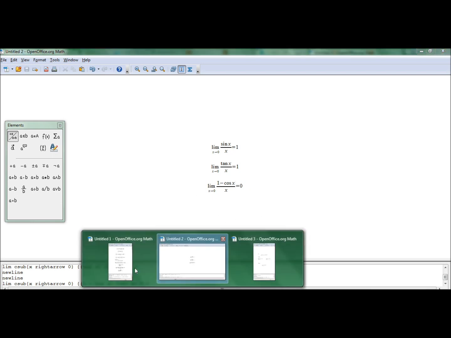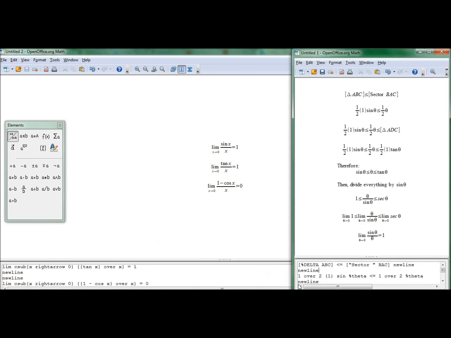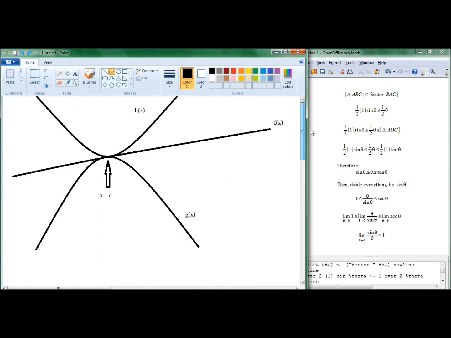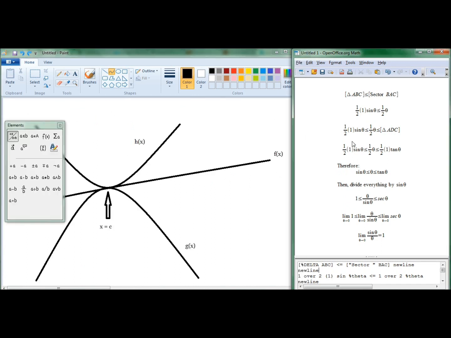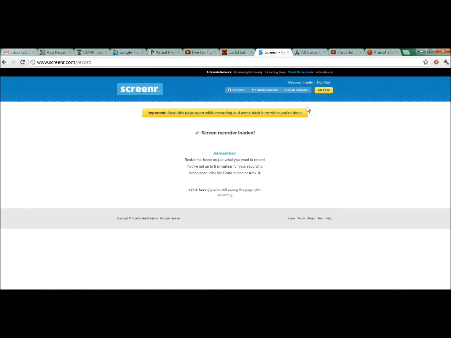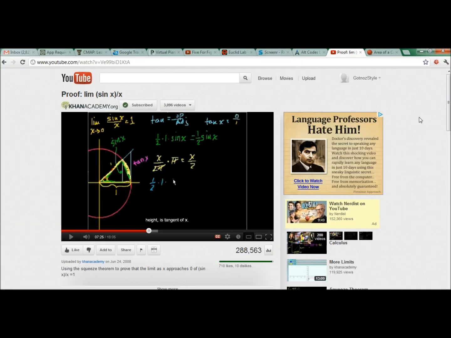Now, I know there's something else that's covered in the lesson, and if this doesn't interest you, you can stop now. But there is a proof that the limit of sine of x over x as x approaches 0 is equal to 1. Honestly speaking, this isn't that important to the class. However, if it does interest you, there is this wonderful proof by Khan Academy, if somewhat lengthy, and I would recommend that you see that if you're interested.